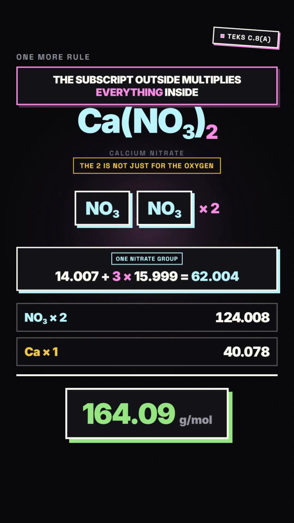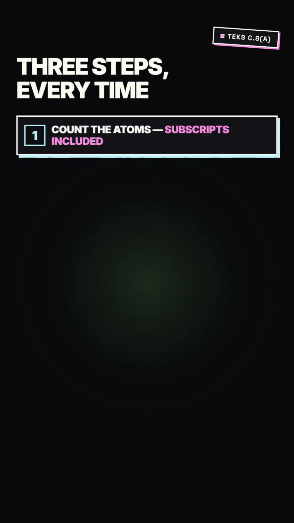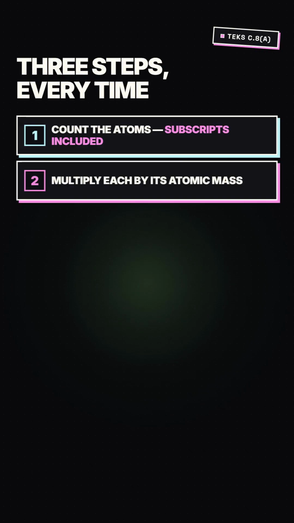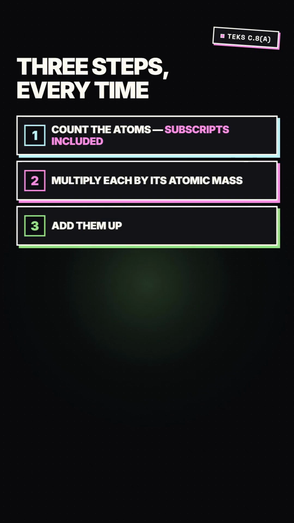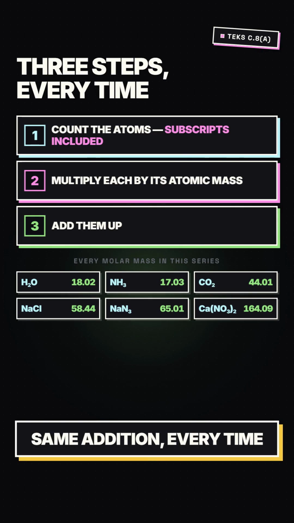164.09 grams per mole. So, 3 steps every time, count the atoms, subscripts included, multiply each one by its atomic mass. Add them up. That's how we got 18.02 for water, 17.03 for ammonia, and 65.01 for sodium azide. Every molar mass in this whole series. Get this step right, and the rest of stoichiometry is just multiplication.